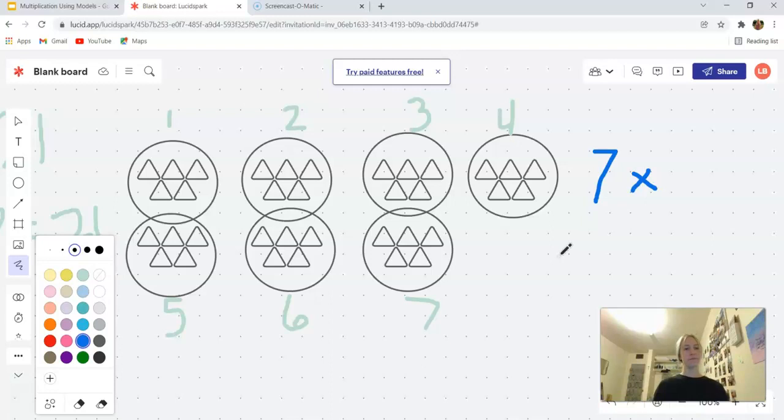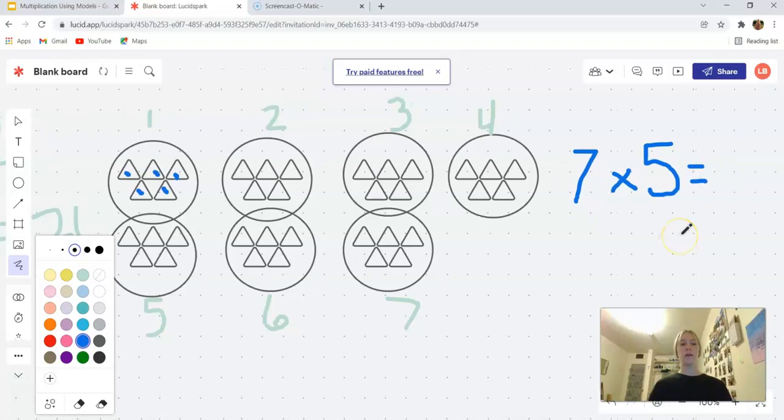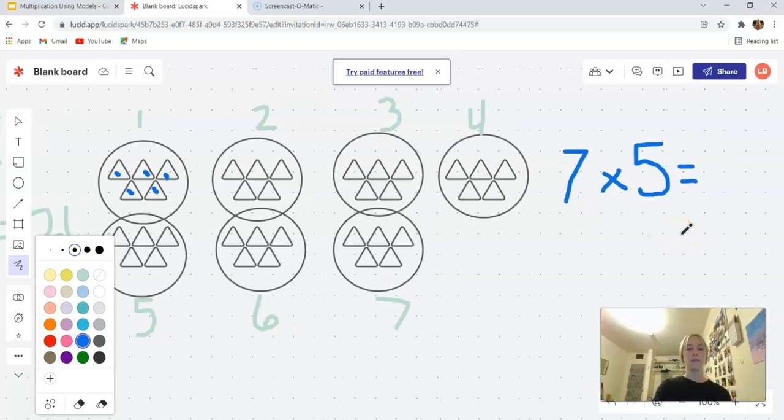Can you count them? That's right. There are 5 triangles in each group. Let's look at this first group. 1, 2, 3, 4, 5. There's 5 triangles in each group. So we can see that each group is even because there are 5 triangles in each group.